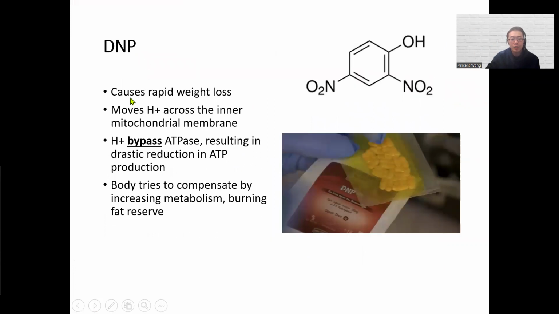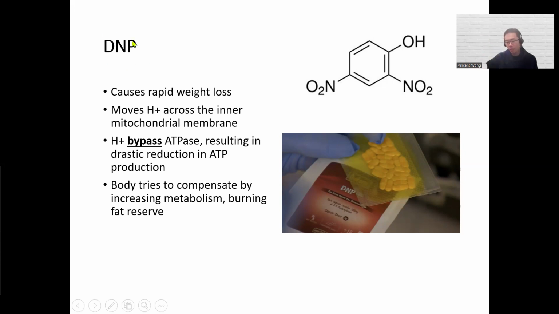And DNP was actually accidentally discovered as an agent for rapid weight loss. Long story short, some guy works in a factory that yields DNP for other purposes. He accidentally ingested some because his gloves were contaminated or something like that. And then for the next couple of days, he lost a lot of weight. Okay, and people thought this was the magic pill for weight loss. But what they didn't know was how it was doing it.